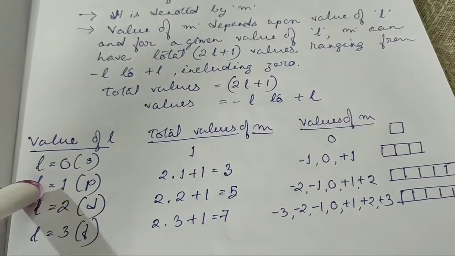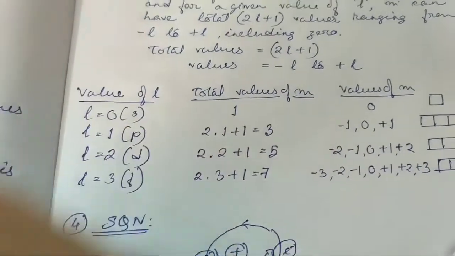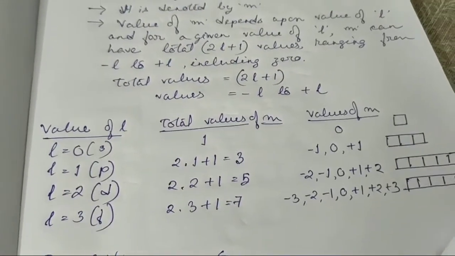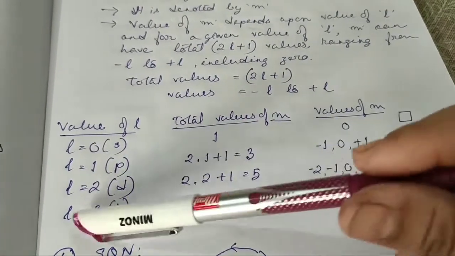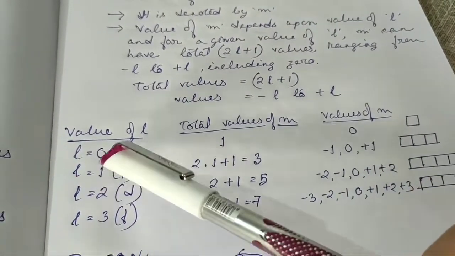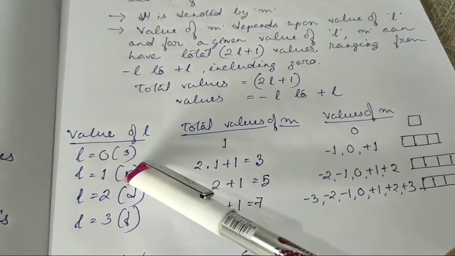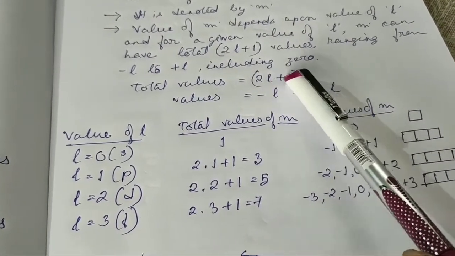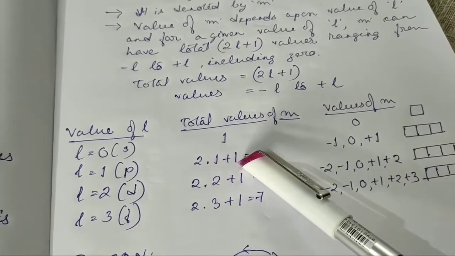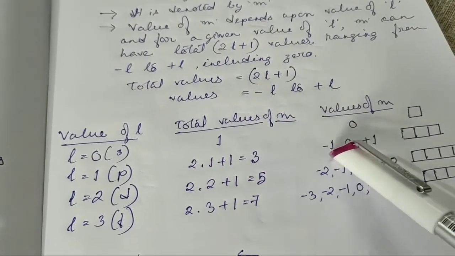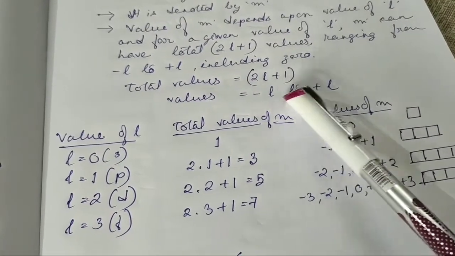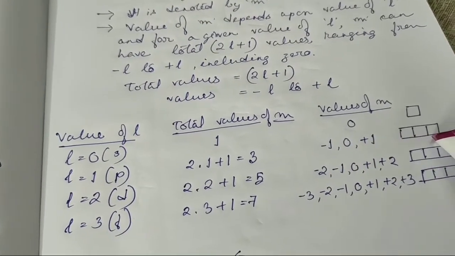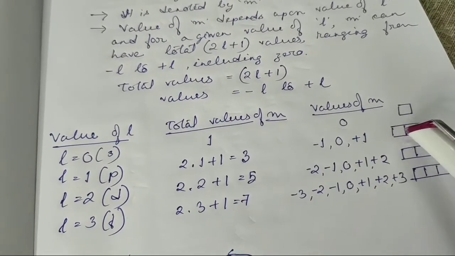Next we are coming to L equal to 1. That means it is P subshell. So what will be the total value of m? That is twice L plus 1, 2 into 1 plus 1, that will be 3. So how it will vary? It will vary from minus L to plus L, including 0. Minus 1, 0, plus 1. That means there are 3 orbitals, minus 1, 0, plus 1.